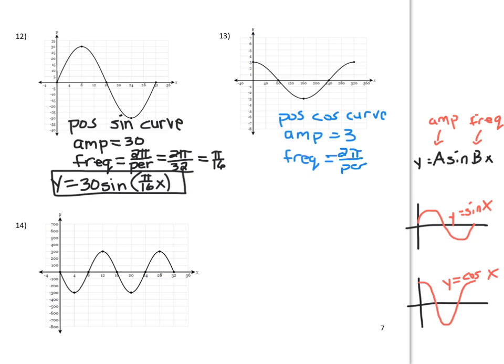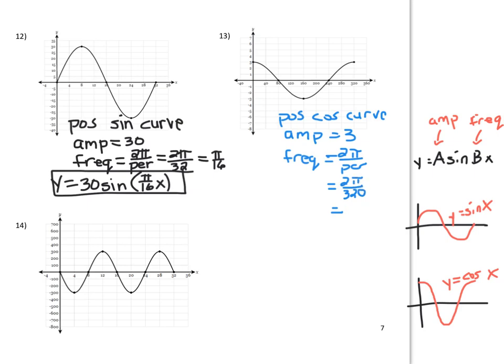I'm just going to work my way down here. So 2 pi over, well, the period is how long it takes to complete one cycle. This cosine curve takes us 320 units to complete one cycle. So I'm going to replace the period with 320. And then all you have to do is simplify.